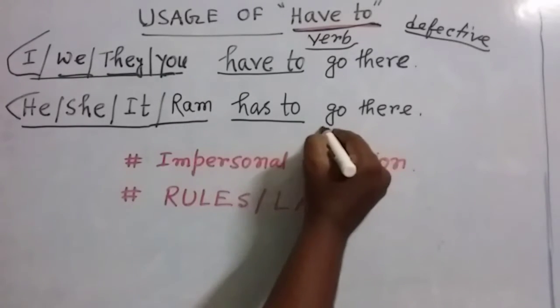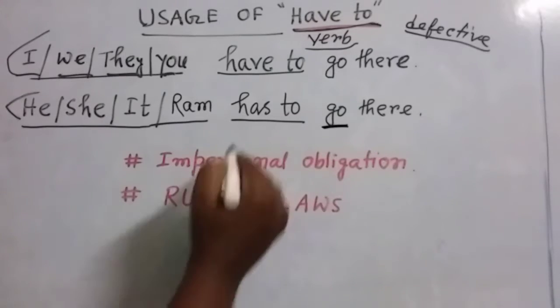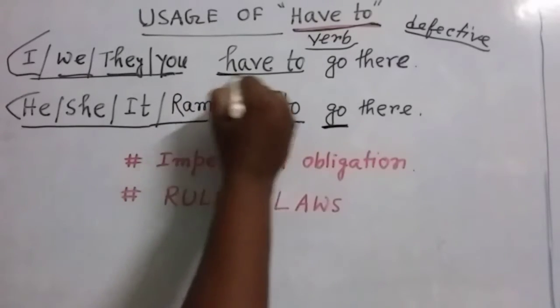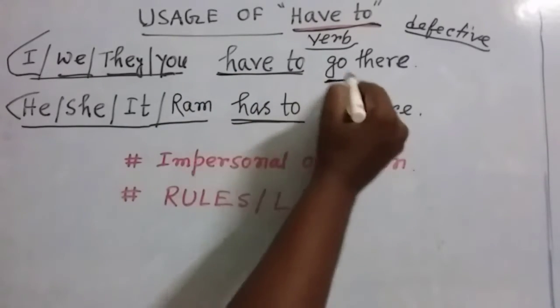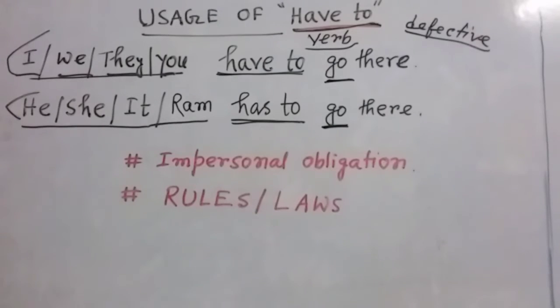This is an infinitive, it is a bare infinitive. That means after "has to" or after "have to", we have to use the bare infinitive, or the present form of the verb, or you can say the base form of the verb. Keep it in mind.